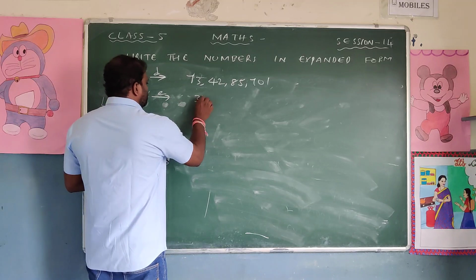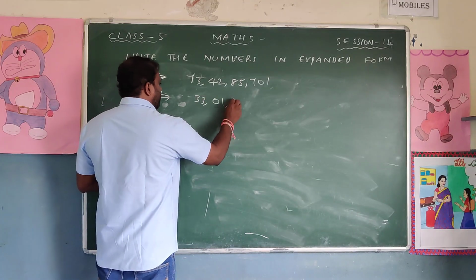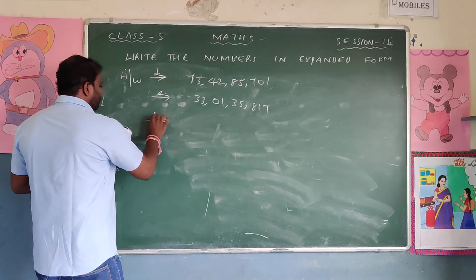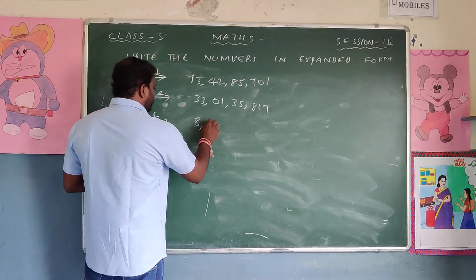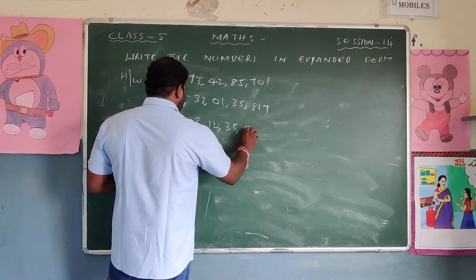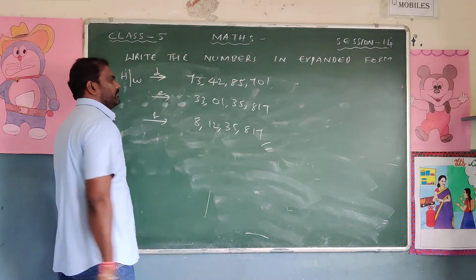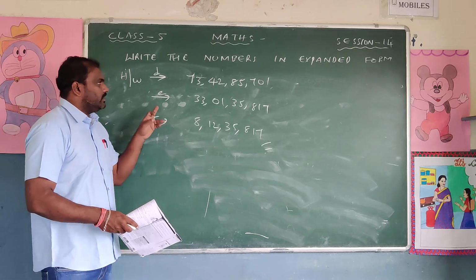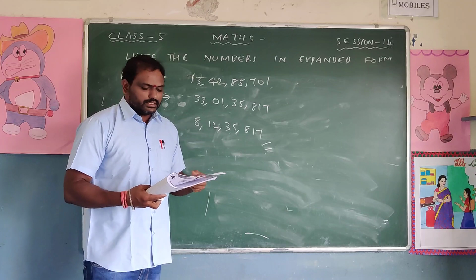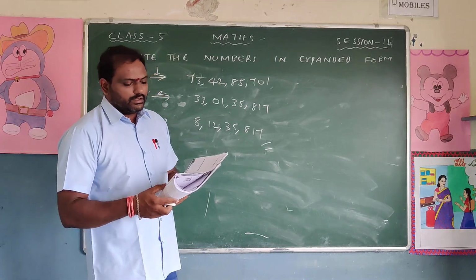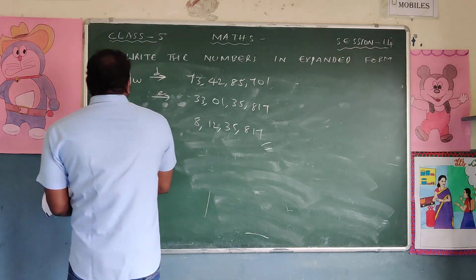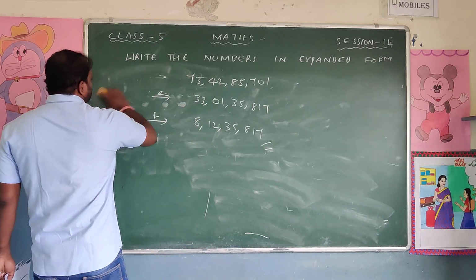E 33 crores 1 lakh 35,870. And F 8 crores 12 lakhs 35,870. These are the three homework sums what you have to write. What you have to write? Write the numbers in expanded form. Okay? Next. So I'll go for the next bit.